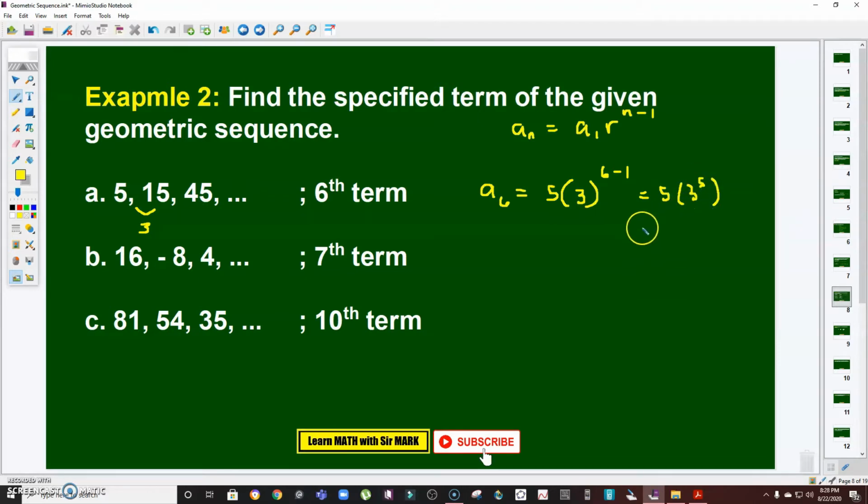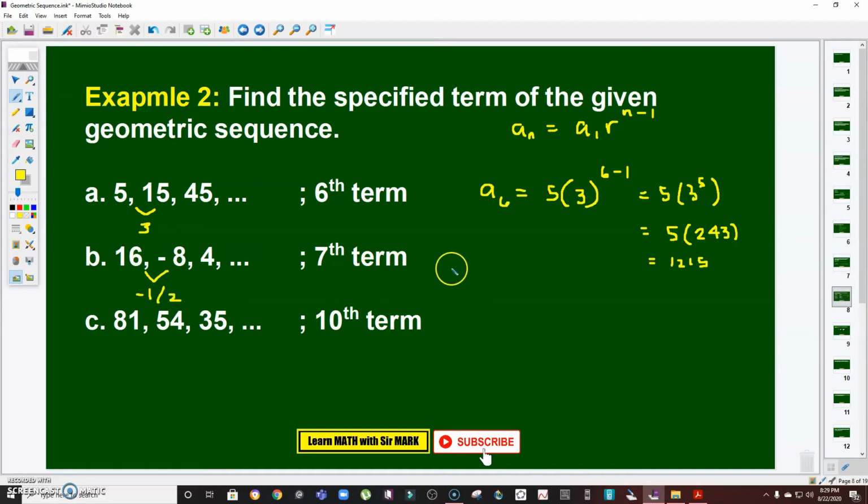So, what is 5 times 3 raised to 5? Take note, 3 raised to 5 is 243. As much as possible, you should familiarize yourself with those numbers. So 243 times 5 is 1,215. You can double check that. We're done with letter A. Next, for letter B, our common ratio is negative 8 over 16, that's negative 1/2.